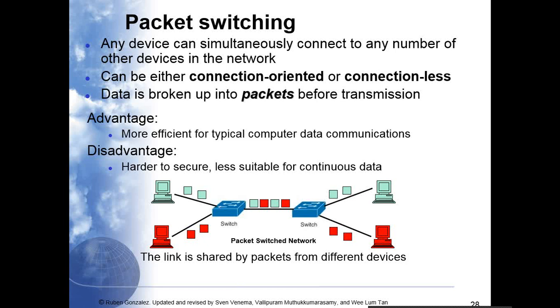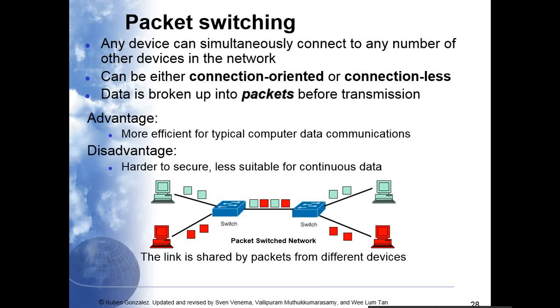So the advantage of this is it's more efficient for typical computer data. If you're sending a spreadsheet, does it matter if the information is sent across the network in exactly the same order that you have it in the spreadsheet? It doesn't matter as long as at the other end it's reconstituted in the right way. Does that make sense? So it could go all sorts of pathways. It doesn't really matter. The disadvantage is because it's going everywhere, it's harder to secure and it's less suitable for continuous data.